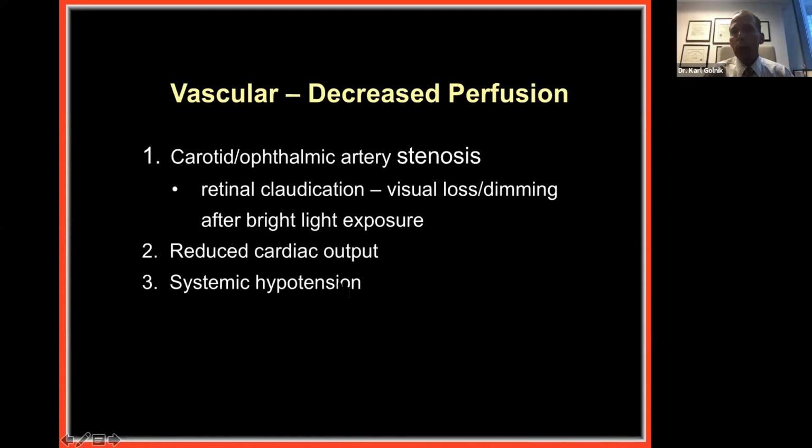You, of course, could have reduced cardiac output. So if you have an arrhythmia, for instance, and your heart's not pumping well, you'll probably get dizzy, but you could also have transient visual loss. And systemic hypotension, for whatever reason, whether it's blood loss or just very low blood pressure, again, could cause decreased perfusion of the retina and nerve and transient monocular, or if it's systemic, binocular loss of vision.